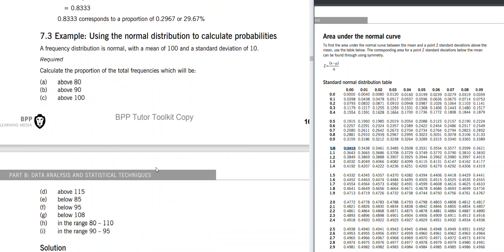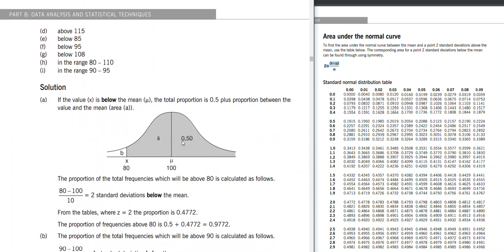Okay, we have another example that has all possibilities, all the ways these questions could be asked. A frequency distribution is normal with a mean of 100, so we have 100 mean, and standard deviation of 10. Calculate the proportion of total frequency which will be above 80. So in all of these examples, we are given standard deviation or z-score, and we are finding a percentage. Z-score is not given, but we can calculate it, and this formula is given. So for the first one, we take 80 minus 100 divided by 10, it gives us that score, which is already given here. I will just explain it. For practice, we will do it.